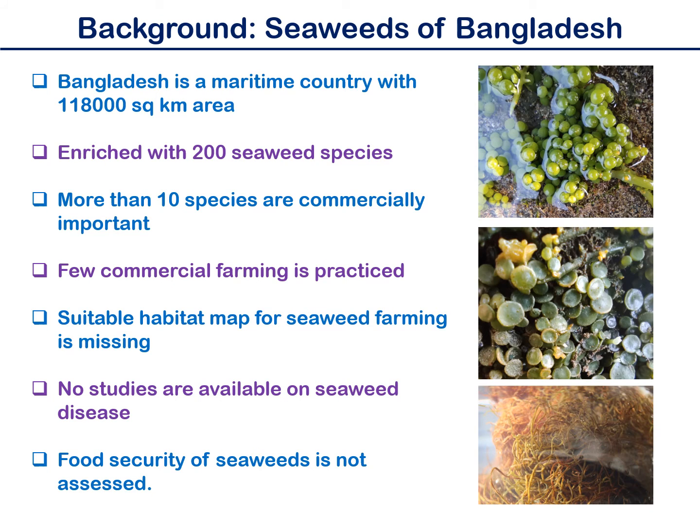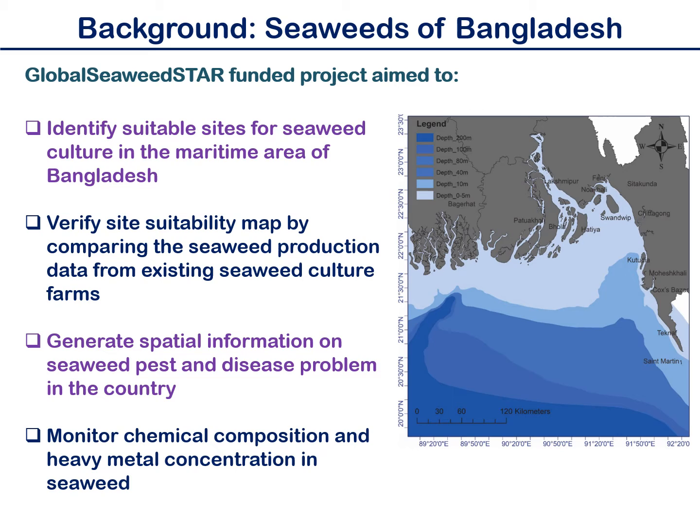And since we have to export the seaweed to foreign countries, but we do not have any information about food security. Therefore, this project aimed to identify the suitable sites for seaweed farming in the maritime area of Bangladesh, then verify site suitability by comparing the seaweed production data from existing seaweed culture farms, and then generate special information on seaweed pest and disease. Finally, monitor chemical composition and heavy metal concentration in seaweeds of Bangladesh, to ensure food security.